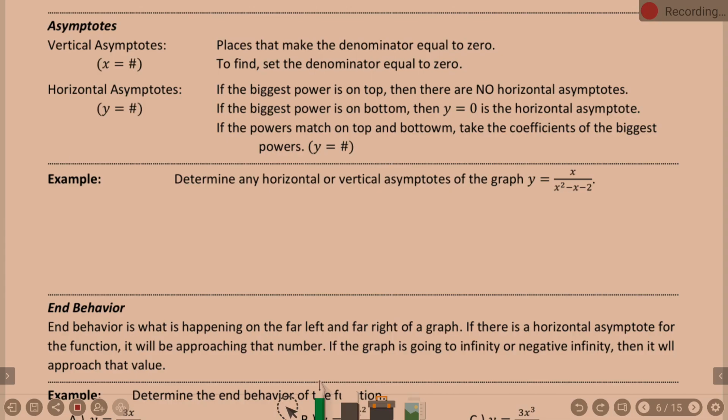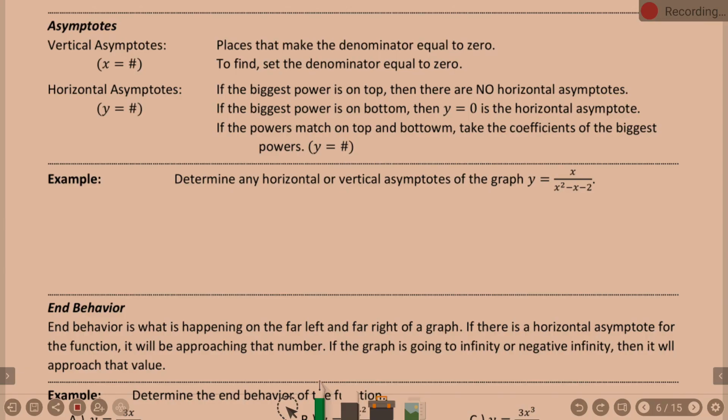Asymptotes. We've talked about most of this already. Officially, this all goes back to Algebra 2, but we've also talked about some of this in pre-calc over the last week. Vertical asymptotes are places that make the denominator equal to 0. To find a vertical asymptote, set the denominator equal to 0.